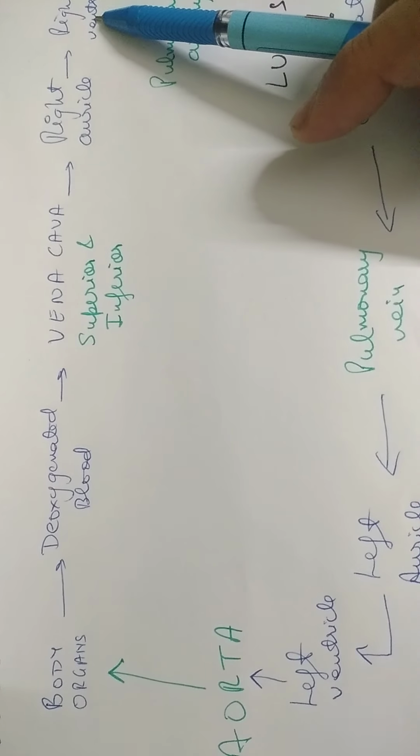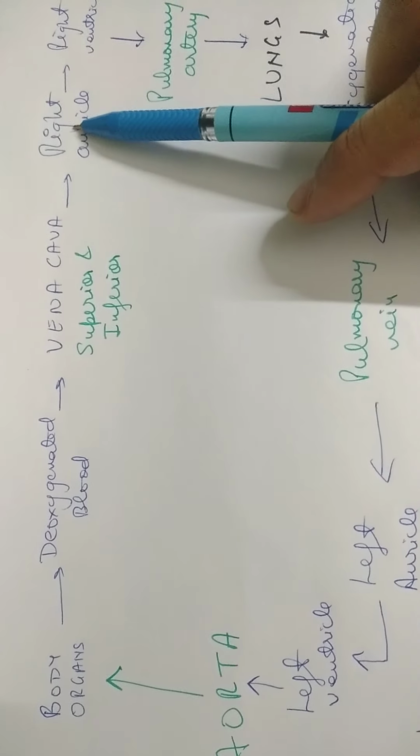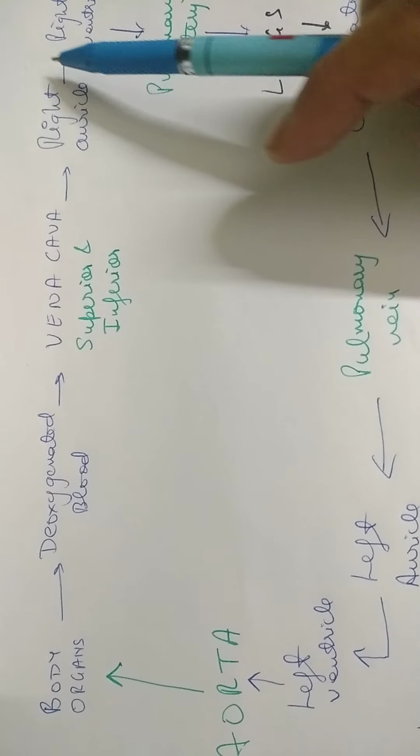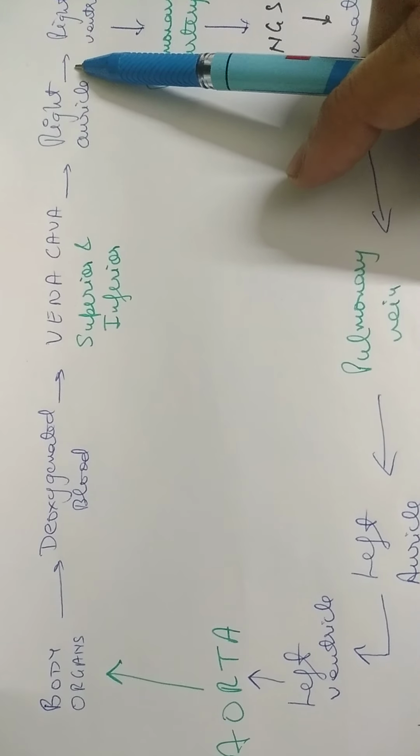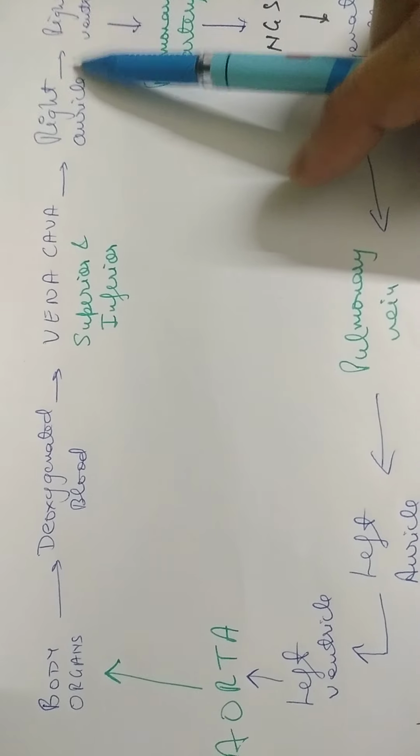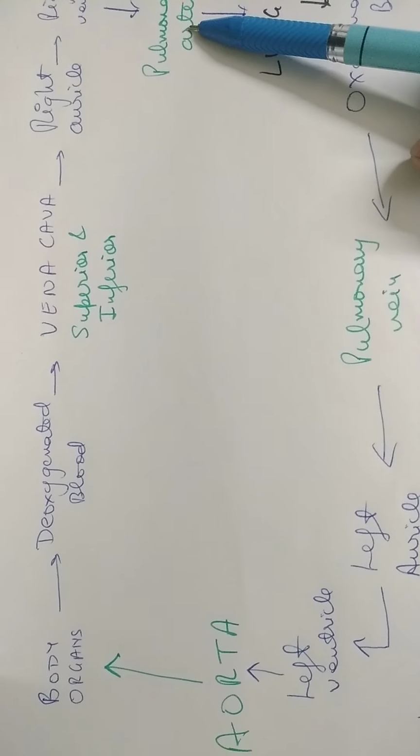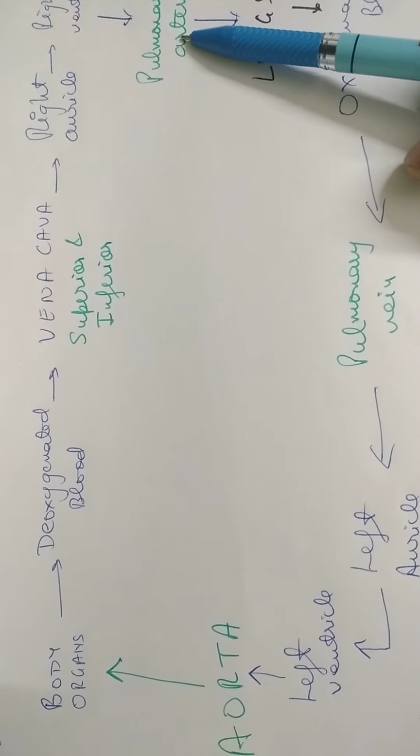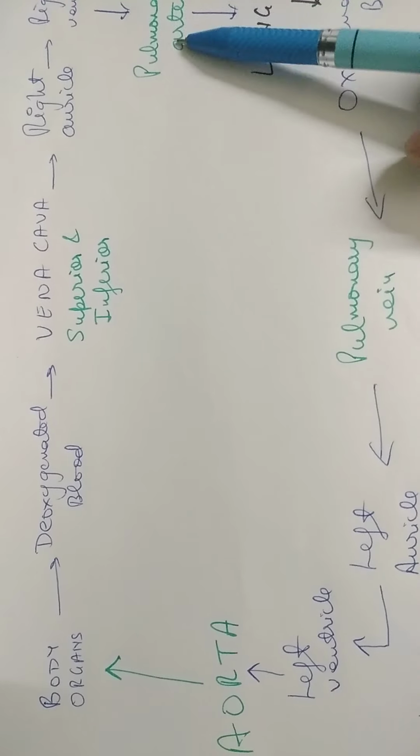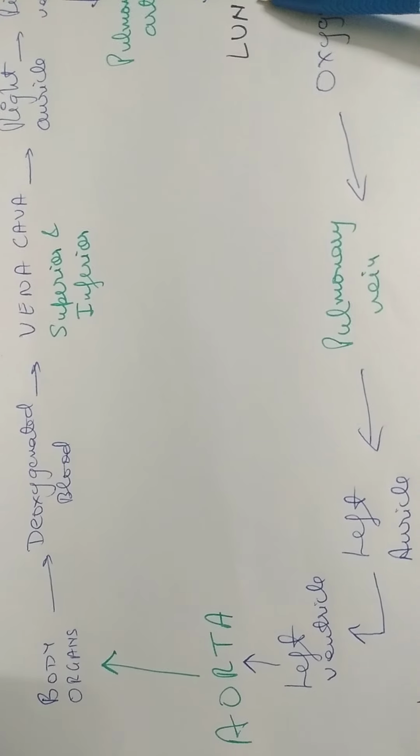So when the ventricles contract, the blood cannot flow back to the auricle because there are valves present. As earlier said, valves prevent the backflow of blood. The right ventricle now pumps the blood into the pulmonary artery, which is the only artery which carries deoxygenated blood, which carries it to the lungs.